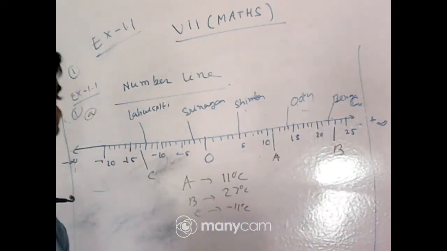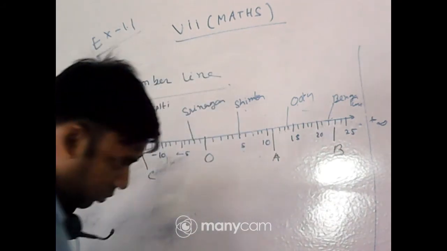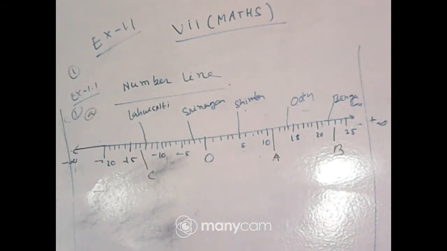Moving on to the next part. That is question number B. Question number B is: what is the temperature difference between the hottest and coldest city? First of all, tell me which one is the coldest city among these 5 cities. Quickly answer it. The name of the city. Lahul Spiti. Yes, Lahul Spiti is the coldest city.